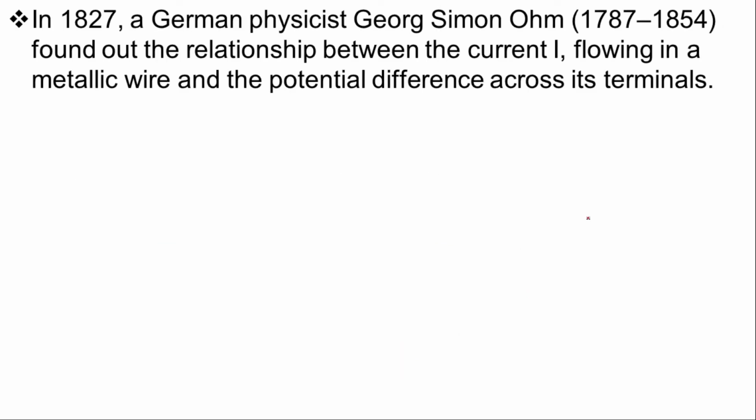In 1827, a German physicist, Georg Simon Ohm, found out the relationship between the current I flowing through a metallic wire and the potential difference across its terminals.